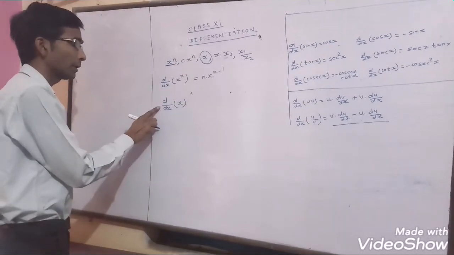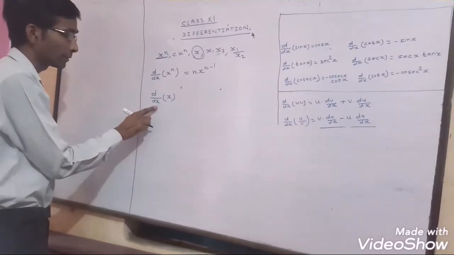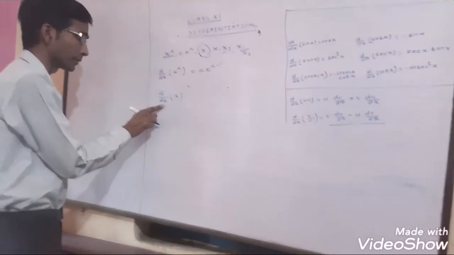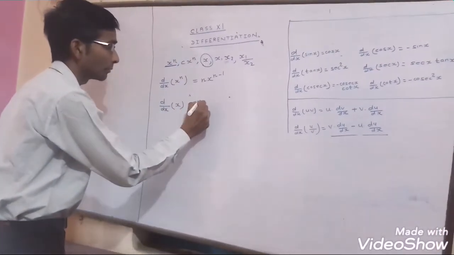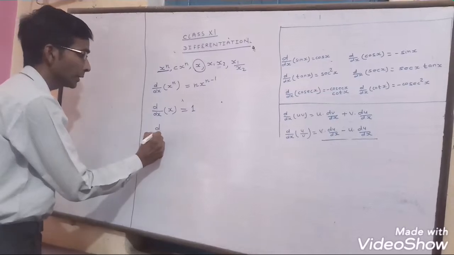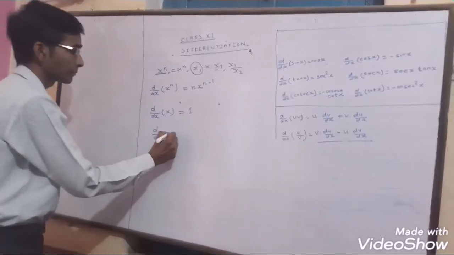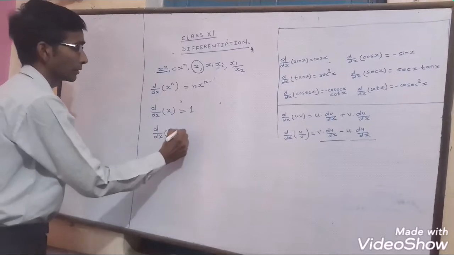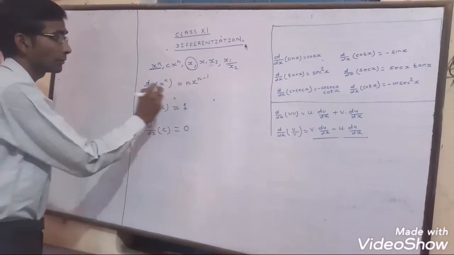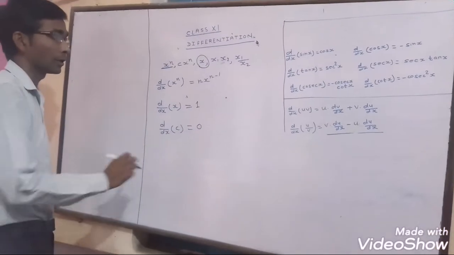and this is very important differentiation. When you differentiate the variable in respect of that term, the answer will be 1. If you have to differentiate constant term c, then answer will be 0. These are the 3 basic differentiation.